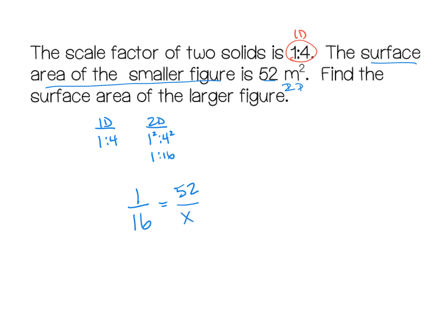So now I can just cross multiply, and I end up getting x equals 832, which means the surface area of the larger figure is 832 square meters. So we're using that ratio, converting it to the language that we want, to 2 dimensions, and then setting up a proportion to find the missing measurement.